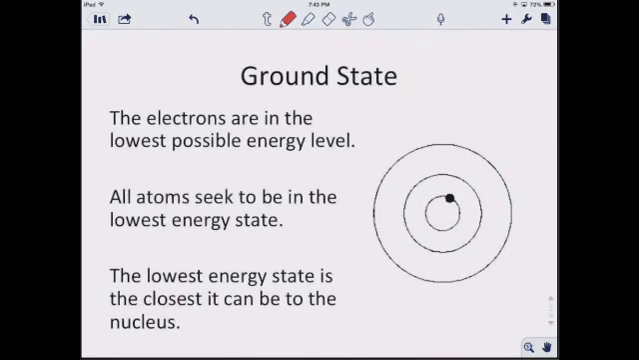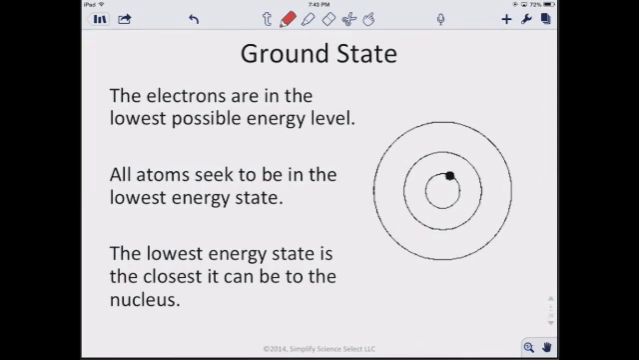And so in a ground state, the electrons are in the lowest possible, and this is the big thing here, lowest possible energy level. And so the electrons are existing, and not all of them can actually fit around that center atom, that first energy level, but they get as close as they possibly can. And atoms always seek to be in the lowest energy state. They never want to be in an excited state. They want to exist in that lower energy state.